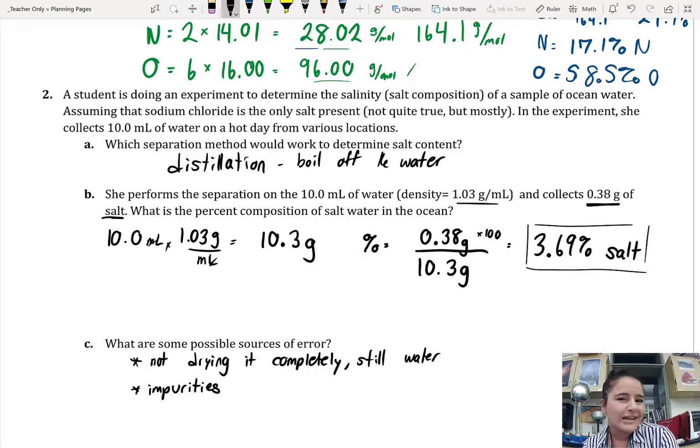What we don't want to say for sources of error on this is she might have spilled some. Okay? We're hoping that if you spilled something, you would redo the experiment. So those kinds of errors aren't really sources of error that would show up in a lab type environment.